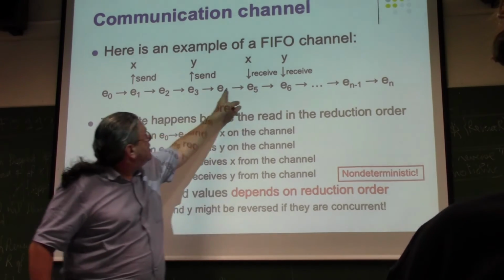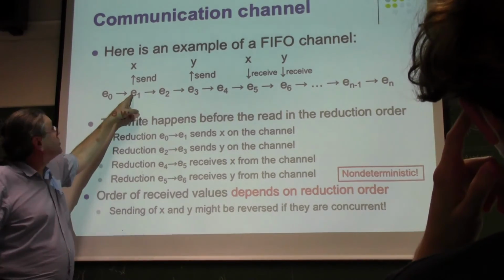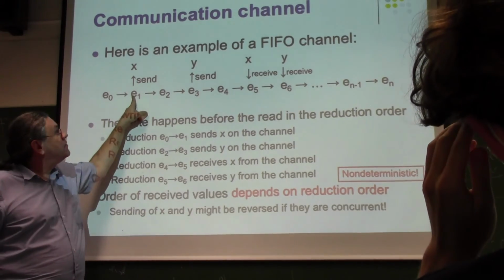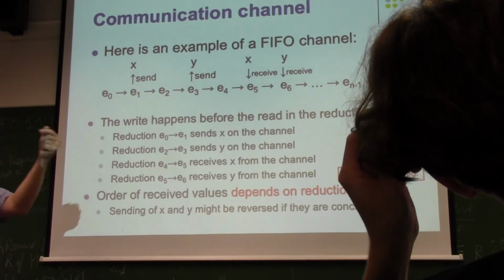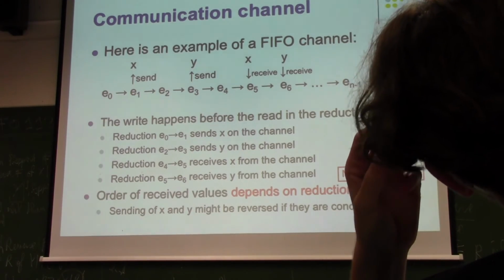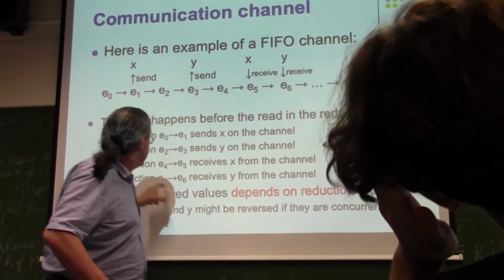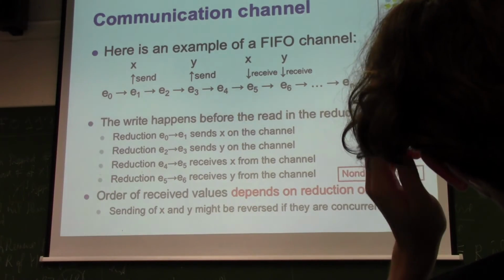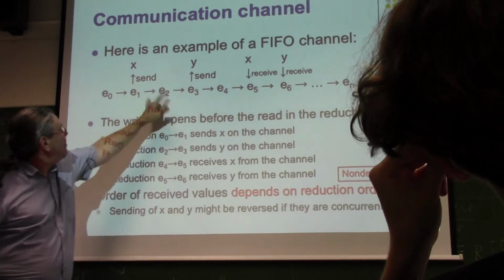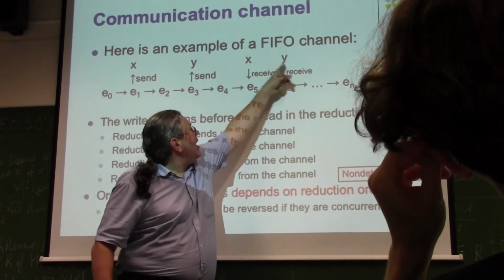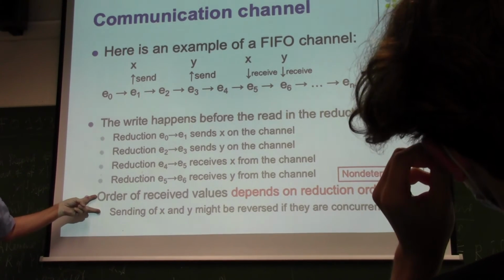E4, E5 will receive from the channel, but it will receive X, because X was sent first. Okay? This is FIFO. The first things that are sent are the first that are coming out. It's like a pipe, huh? Things are going through. So E4, E5 will receive X, and E5, E6 will receive Y. The order of the values depends on the order. If we flip these, then it will be YX, okay?